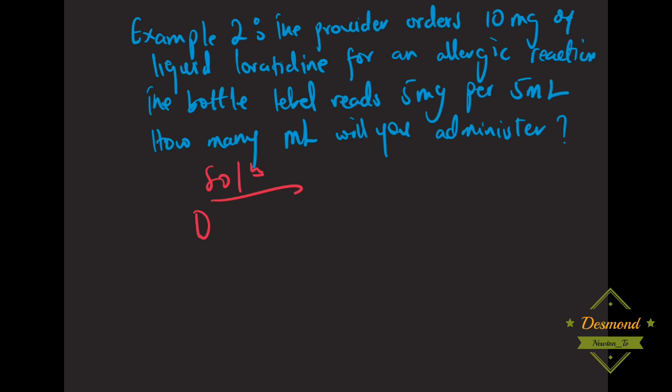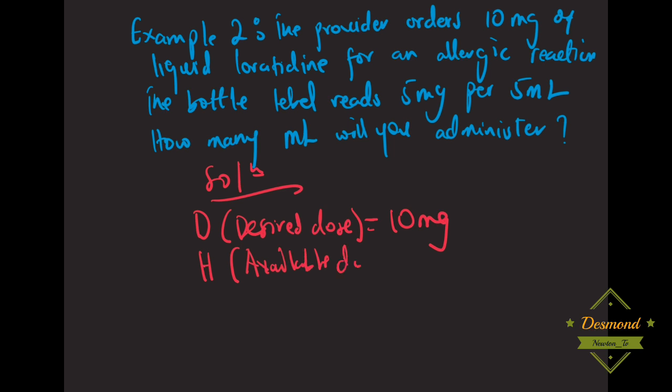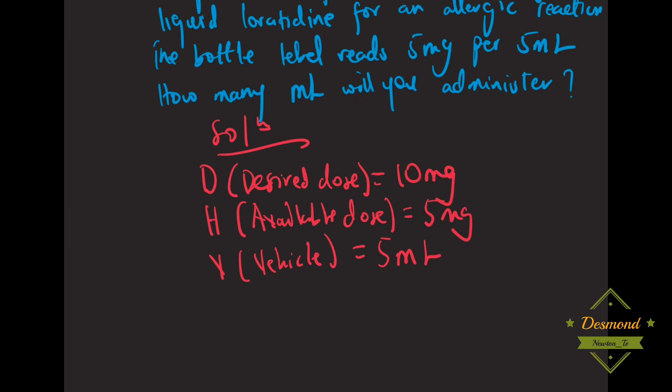D, which is our desired dose, is 10 milligram. Our H, which is our available dose, is 5 milligram. And our vehicle, the unit that it came in, or the unit we are supposed to give, is the 5 ml.